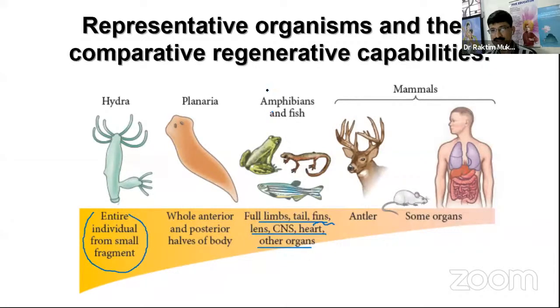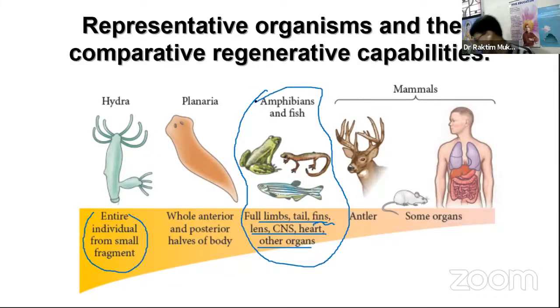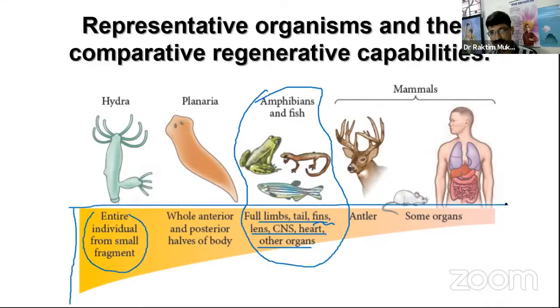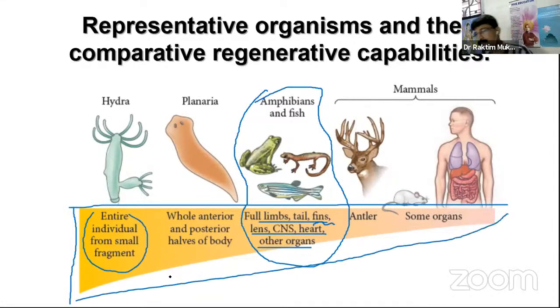So amphibians and fishes have a good deal of regeneration potential. The mammals, of course, the regeneration potential decreases. So my dear students, if you can see, the base is broad, and as the regeneration proceeds, the tip gets narrowed down. Suggesting that in mammals, the regeneration potential becomes less.